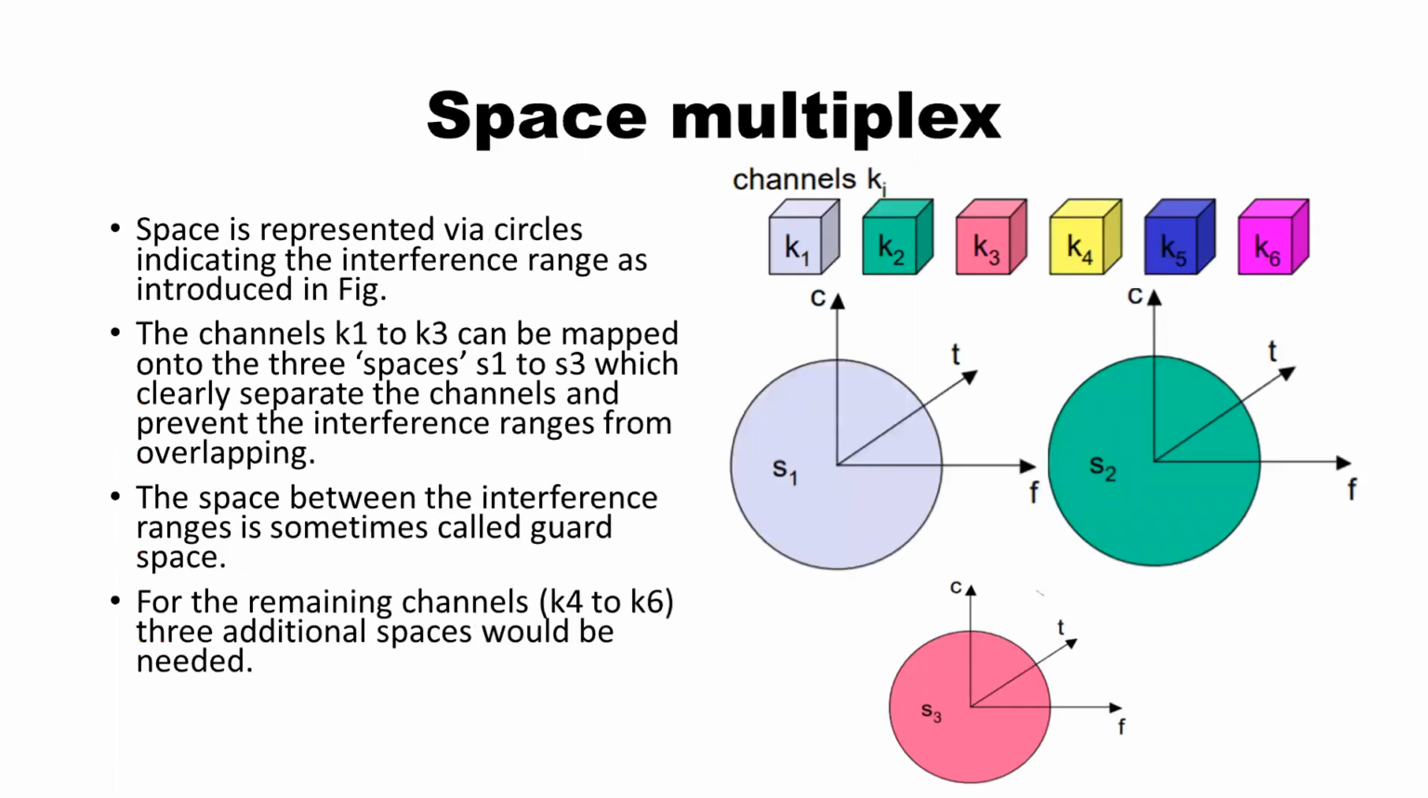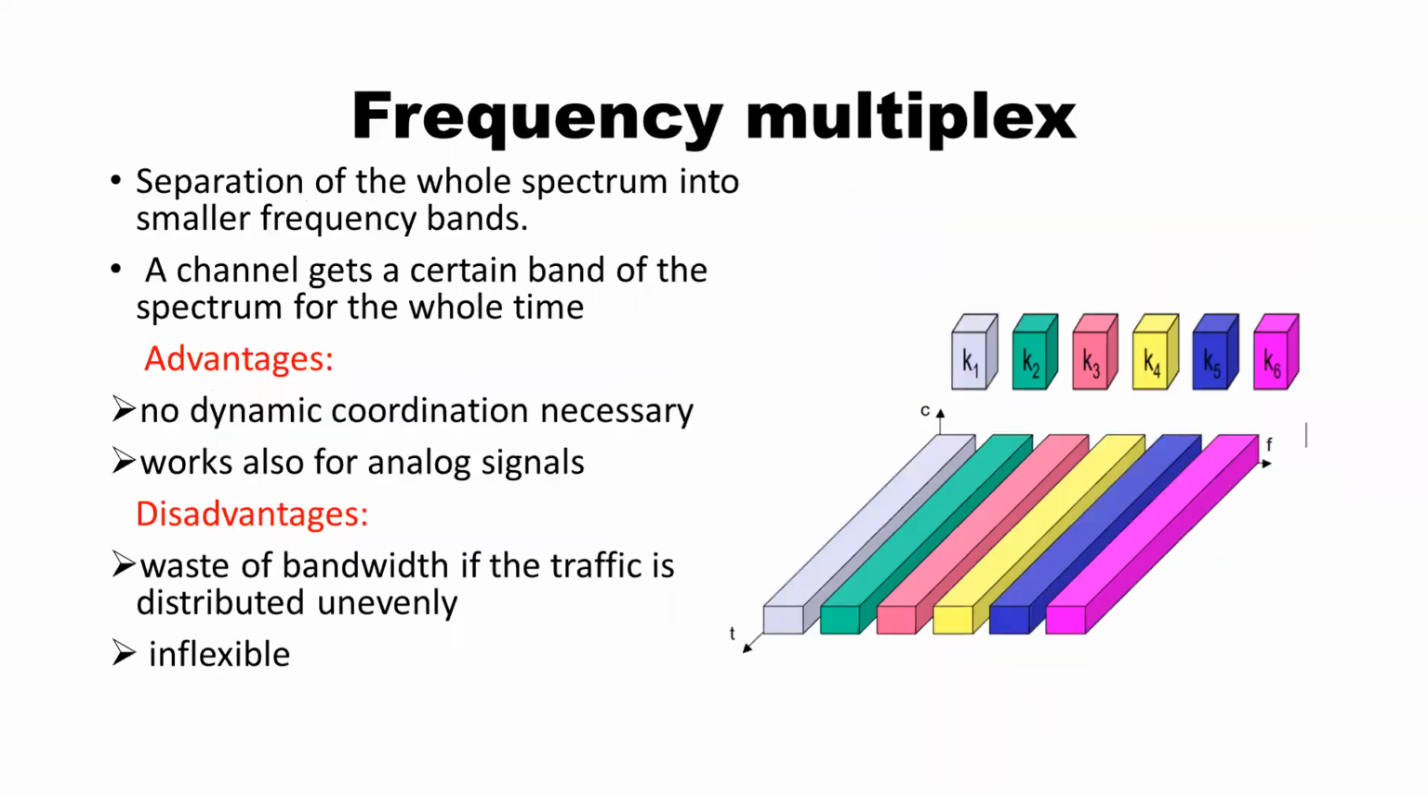Space multiplex: space is represented via circles indicating the interference range, as shown in the figure. The channels K1 to K3 can be mapped onto the three spaces S1 to S3, which clearly separate the channels and prevent the interference ranges from overlapping. The space between the interference ranges is sometimes called guard space. For the remaining channels K4 to K6, three additional spaces would be needed.